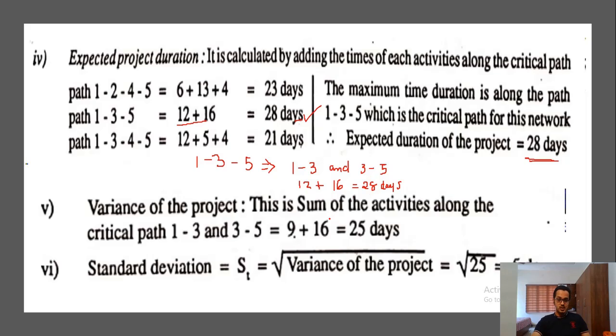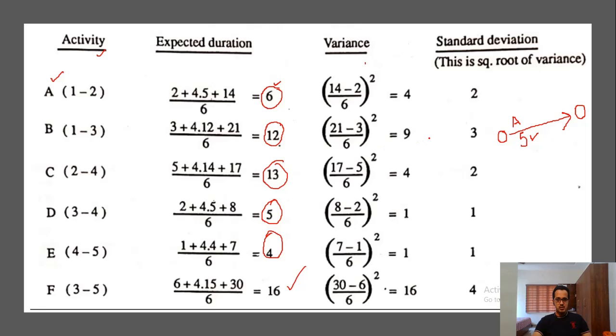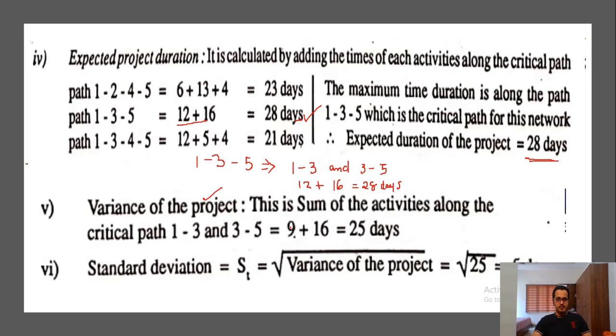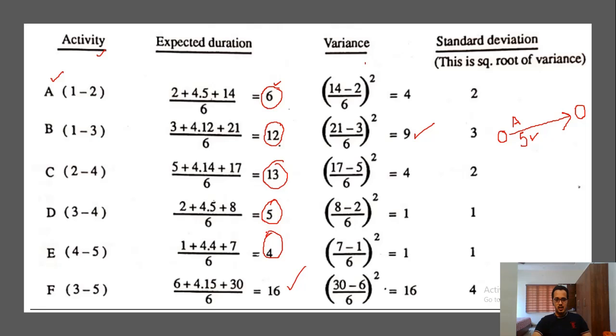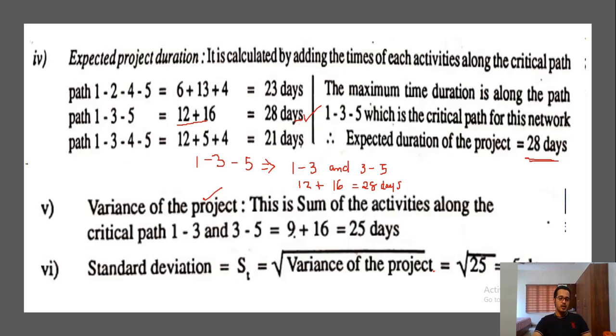The question is to find the variance of the project. Variance of the project means the sum of the variances of activities along the critical path. So we have to consider only the variance of the critical path. What was the variance of 1, 3? It is 9. And the next one, 3, 5? It is already calculated, this is 16. So the total variance of the project is 9 plus 16 is equal to 25 days.